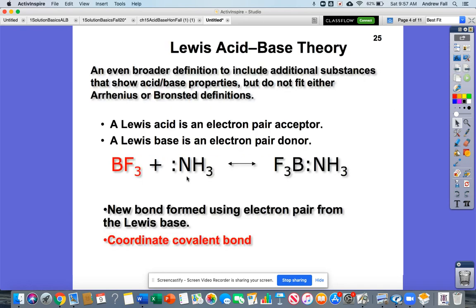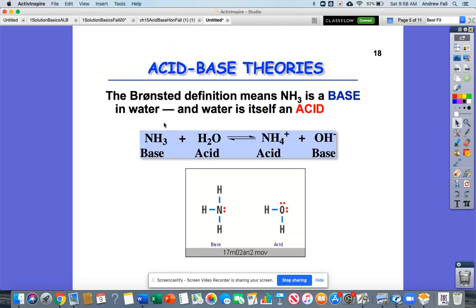A third and more broad definition would be the Lewis definition. But this one really only needs to be used when we're talking about special compounds where you have an electron pair donor and acceptor, but not necessarily resulting in the formation of a hydrogen ion or hydroxide ion. So we're going to focus mostly on the Bronsted-Lowry definition.